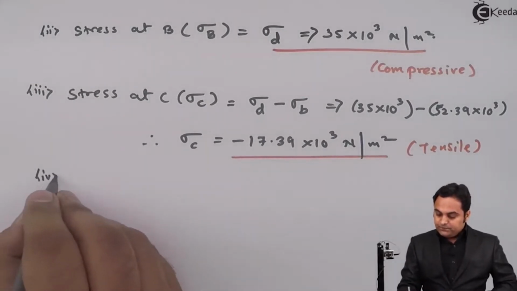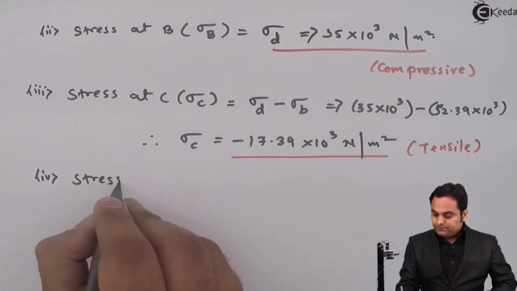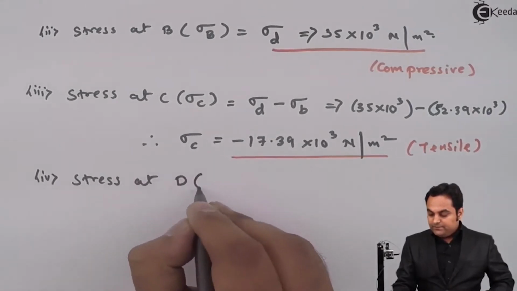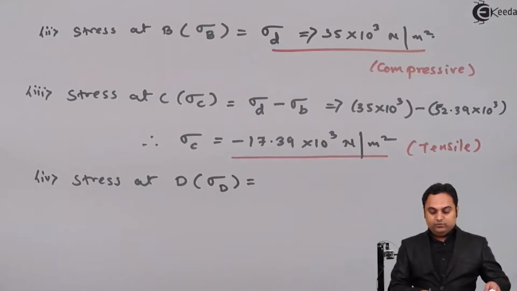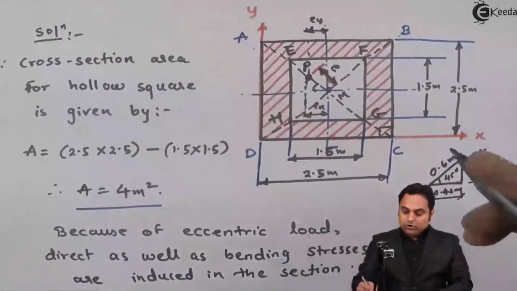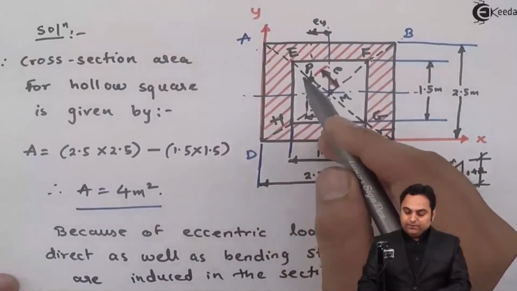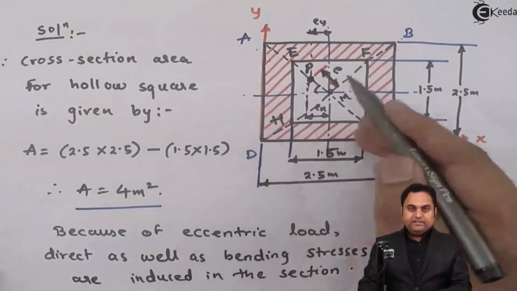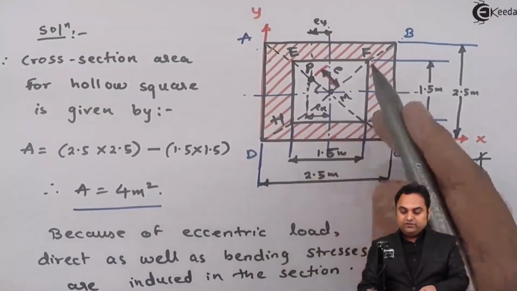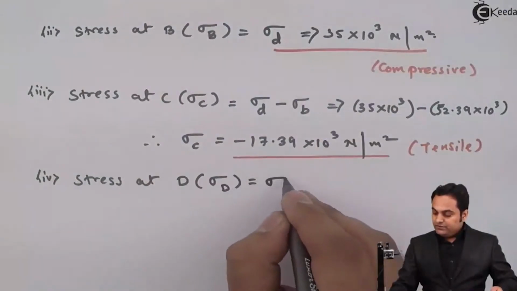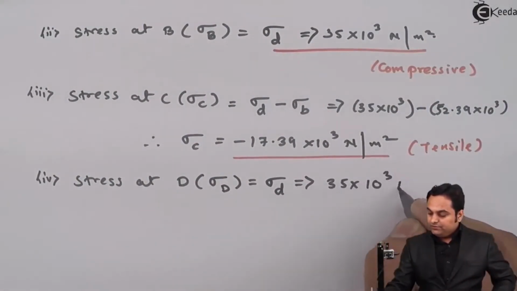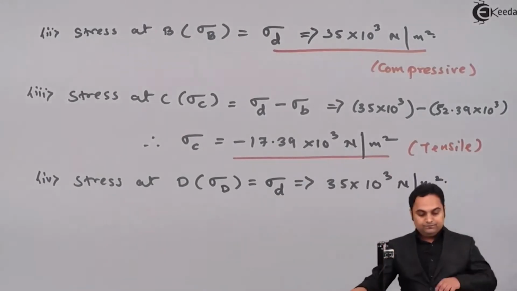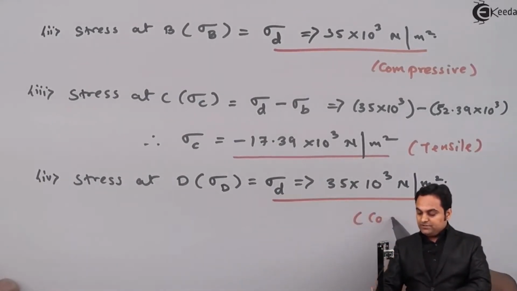Then stress at D, sigma_D. As I have told, on points B and D there will not be the bending effect of P, only direct stress. So on D also there will be direct stress, sigma_D, 35 into 10 raised to 3 Newton per meter square. This answer is positive, so it is compressive.